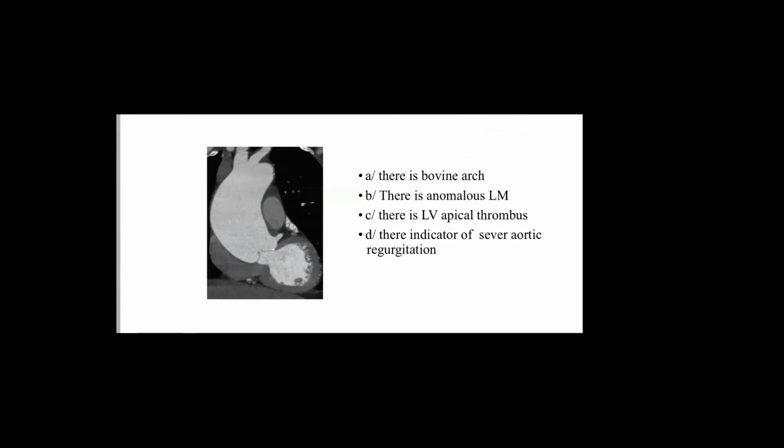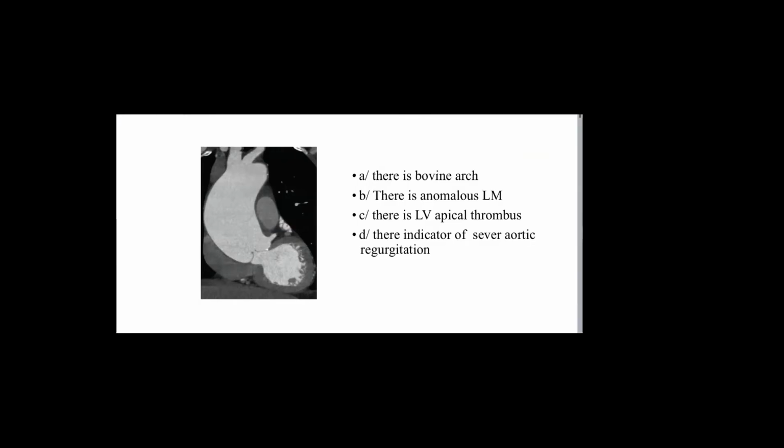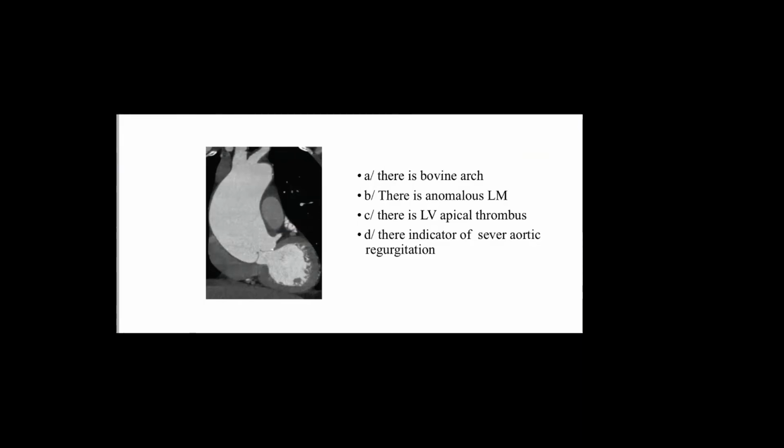So what do you think about this one? Anomalous left main, you see the left main is here, and I see that this left main is arising normally. There is LV apical thrombus. What is this here? Is it thrombus or something else? No, this is papillary muscle. Okay, this is papillary muscle. So we don't have thrombus, but we have what?